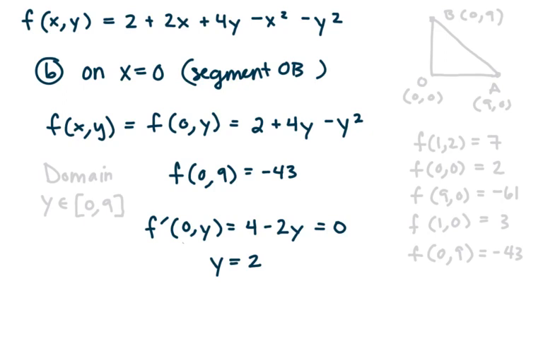So now I have another ordered pair. I have the ordered pair f of 0, 2. If I take 0 and 2, and plug this value in up here, my output is 6. So I'll get that listed over here.